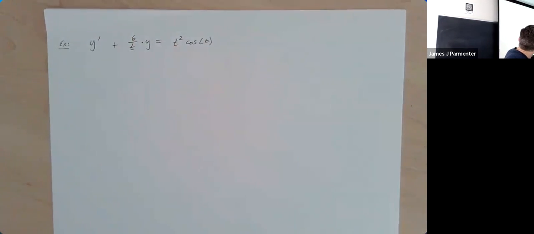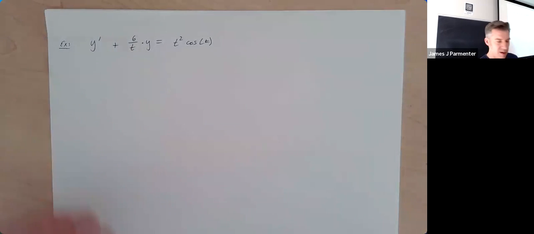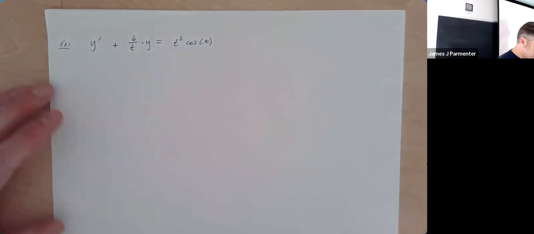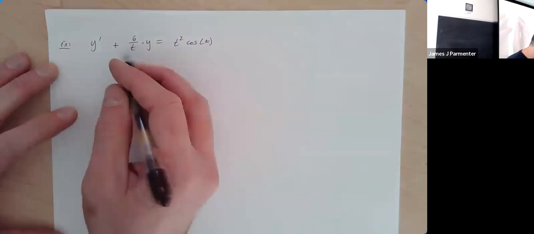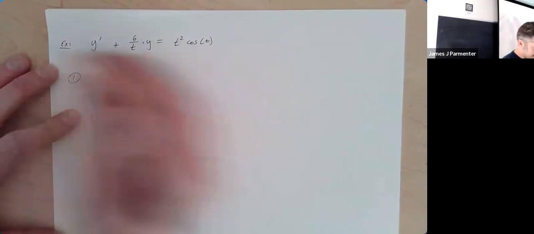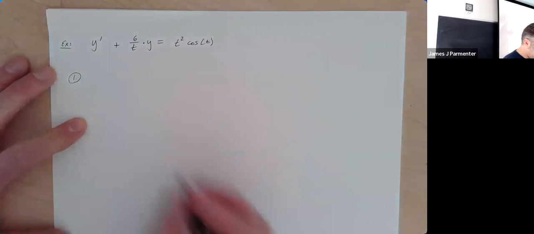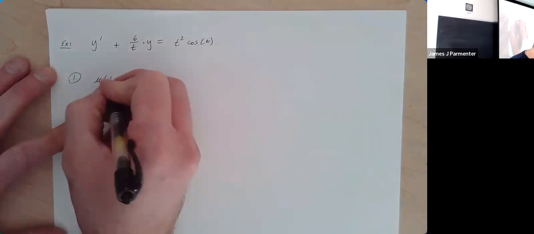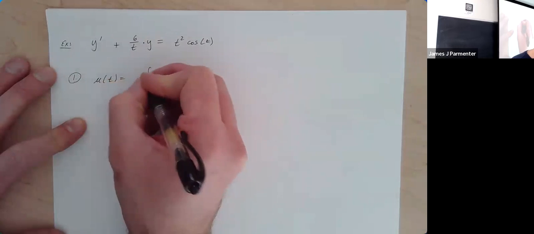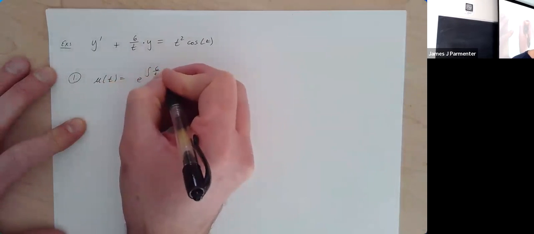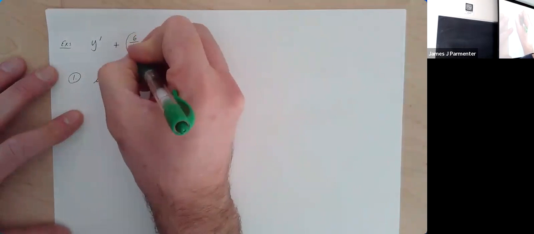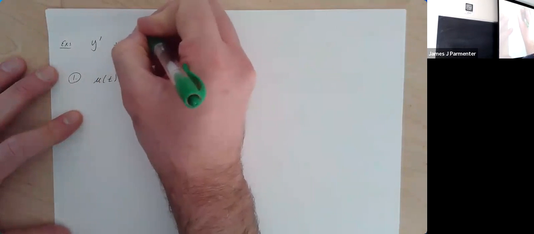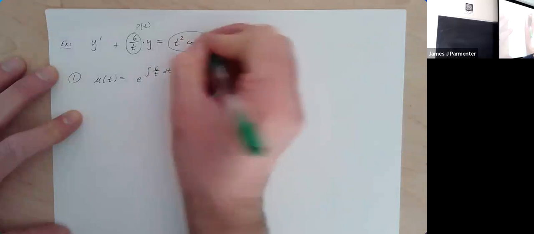So let's say we were going to solve this. We'll probably finish solving it. It's not too terrible if we know the trick. Step one, I recognize it's a first order linear differential equation, and I find my integrating factor. Mu of t is going to be e to the integral of 6 over t dt. I suppose I should be thorough here. There's my p of t, and there's my q of t.